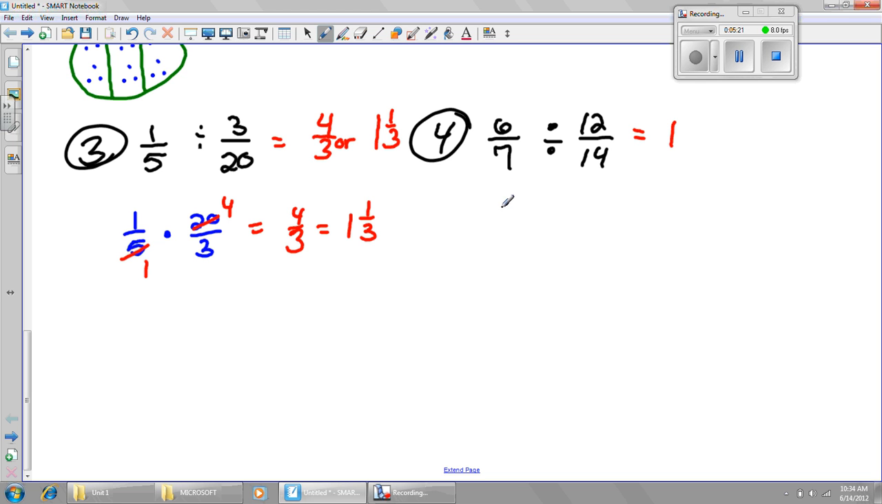Then on this last one, I'm going to do 6/7 multiplied by 14/12. This is actually the hard way to do this one, but you can see it still works, and I get 1. Some of you might have said, hey, this is the same as 6/7, and any non-zero number divided by itself is the same as 1.